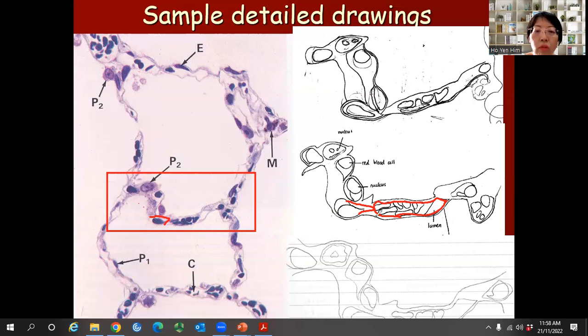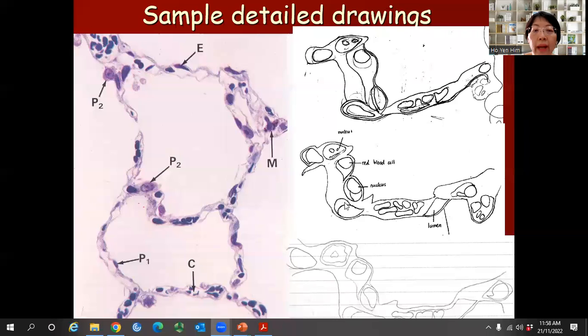So overall, this is what you need to draw. Okay, this is what you need to draw. For your homework, you choose this wall and you practice drawing today. Okay, practice drawing this. Right?